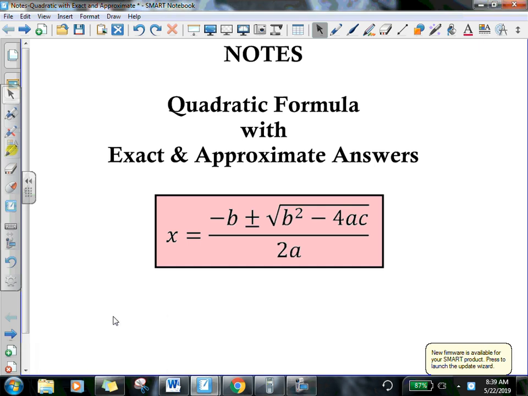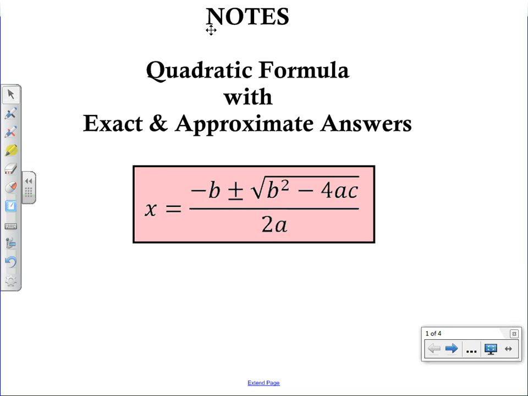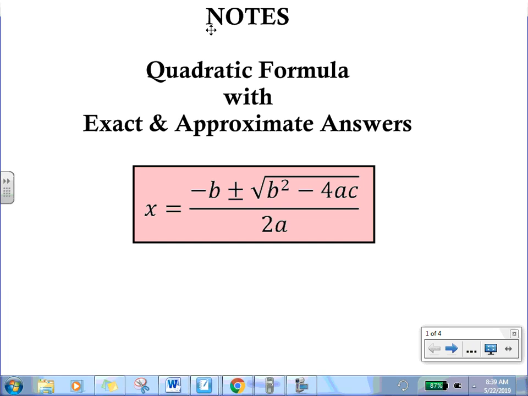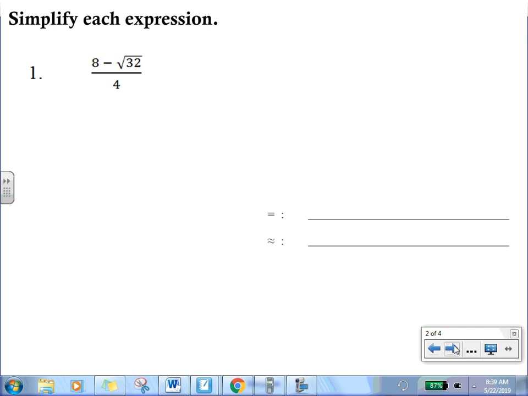Welcome to your video on quadratic formula with both exact and approximate answers. Over the past few lessons, we have been studying how to solve quadratic equations using the quadratic formula. And within the quadratic formula, we have been talking about square roots. So the past few lessons have been focused on how to simplify square roots and provide answers in simplest radical form. What we're going to do now is combine those two concepts, and work on how to completely simplify our answers.